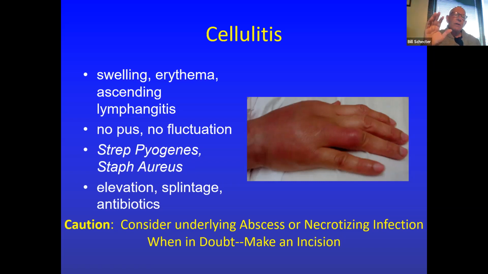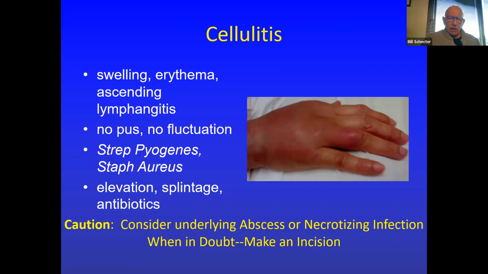Now also, not everything that looks like cellulitis is cellulitis. You have to consider the fact that you may have an underlying abscess or even a necrotizing soft tissue infection, and we're going to talk about that at the end of the talk. But you want to make sure that you don't have underlying pus. Now, if you have an ultrasound machine, you can actually look for an abscess with it. You can put a needle in it to see if you can find some pus.